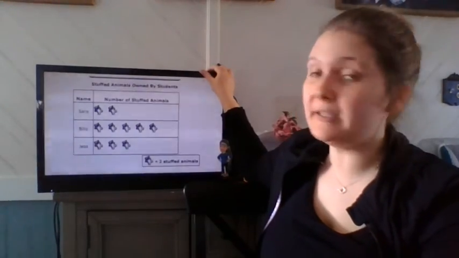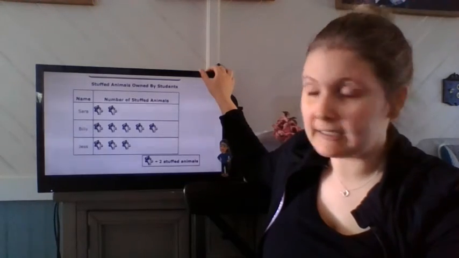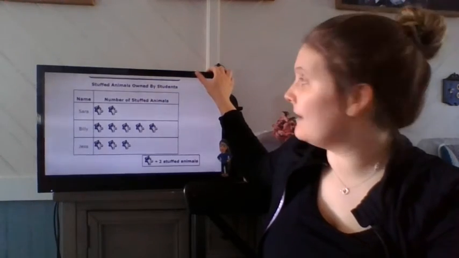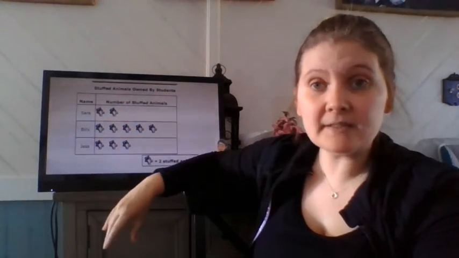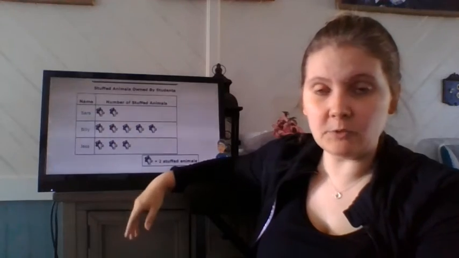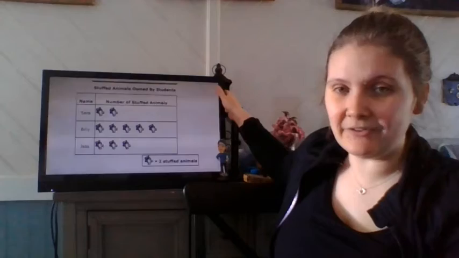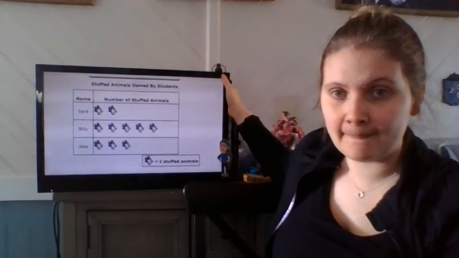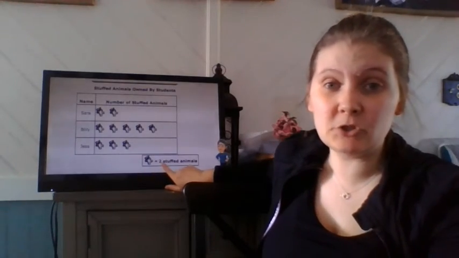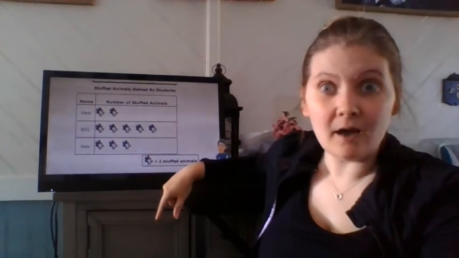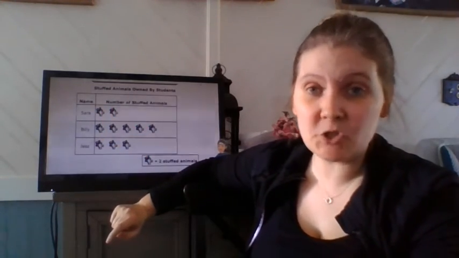So the title is Stuffed Animals Owned by Students. So this is the number of stuffed animals and then who owns the student. Their graph looks a little different, but this is still how you label a pictograph. And now, what do you notice that's different about this key? It says 1 stuffed bear is equal to 2 stuffed animals. Oh my goodness. So instead of counting 1, 2, we're going to skip count by 2s.